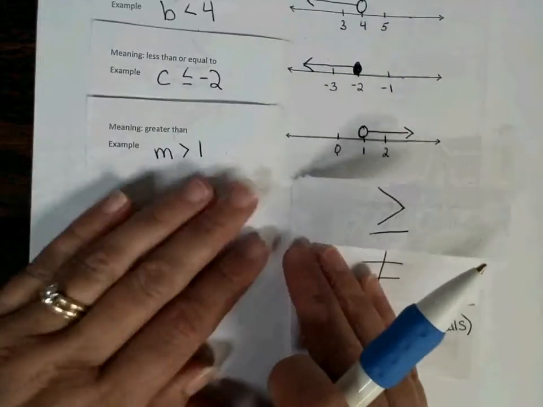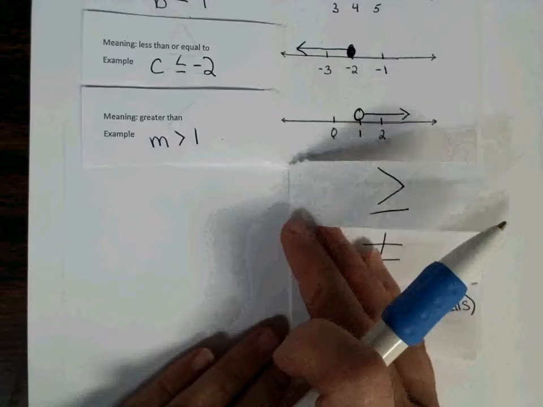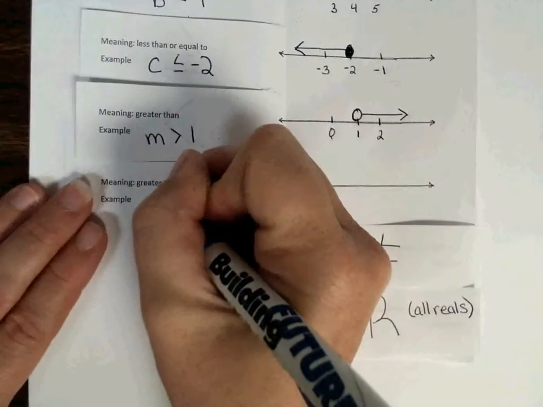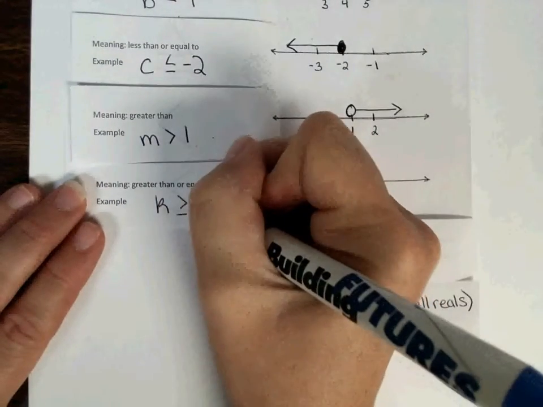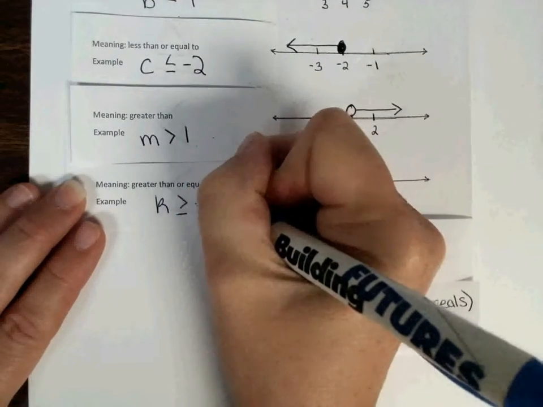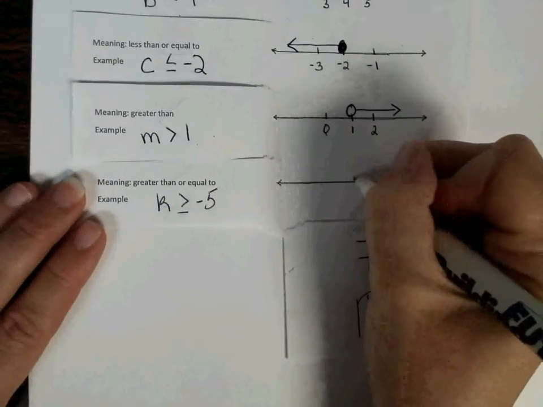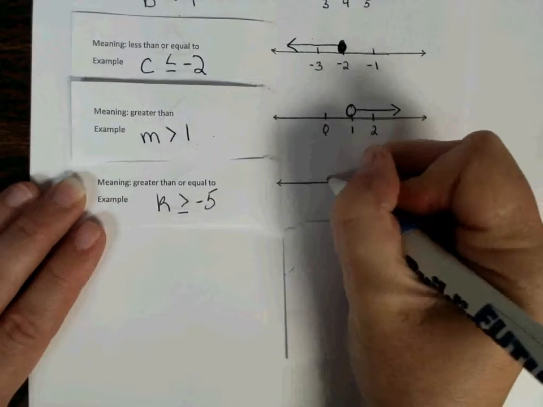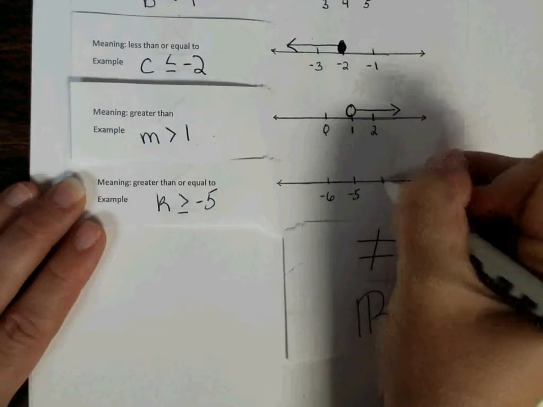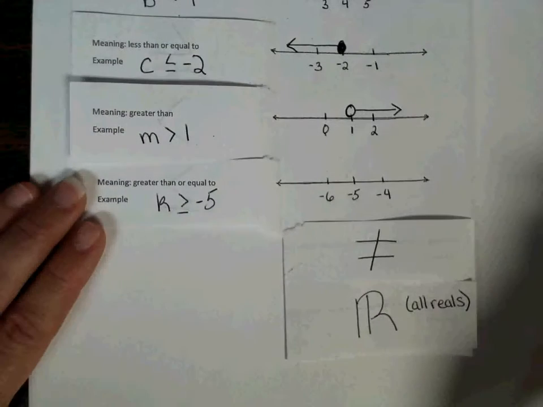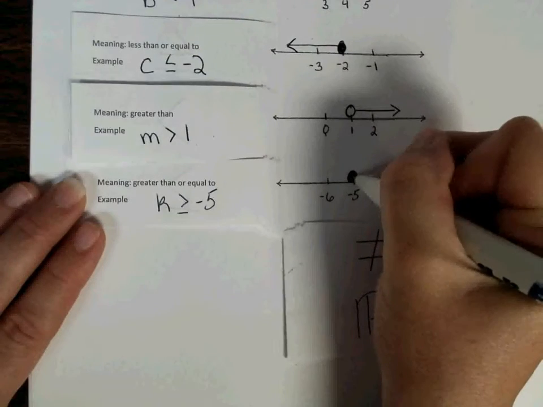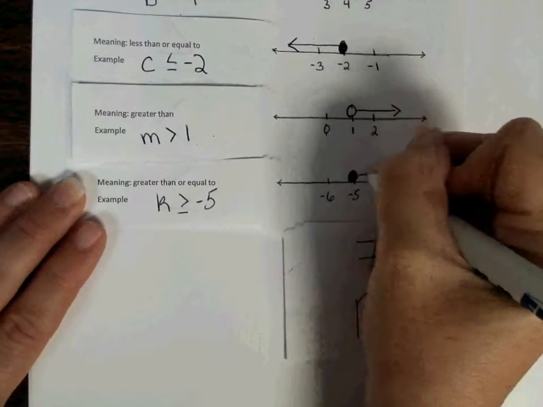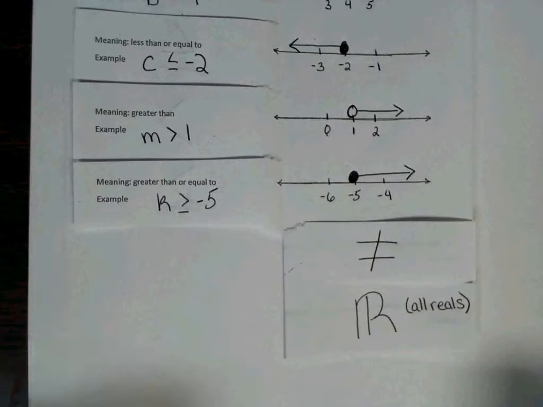The next sign is greater than or equal to. So let's have K is greater than or equal to negative 5. So on my number line, I would have negative 5. To the left, I would put negative 6. To the right, I would put negative 4. Because it's equal to, it will be a closed circle and shade to the right.